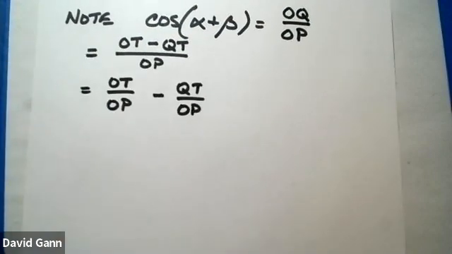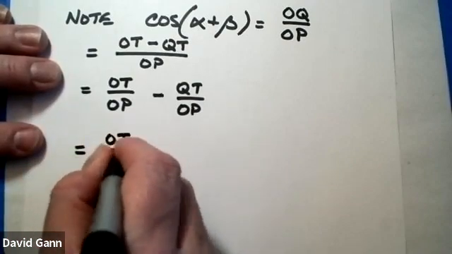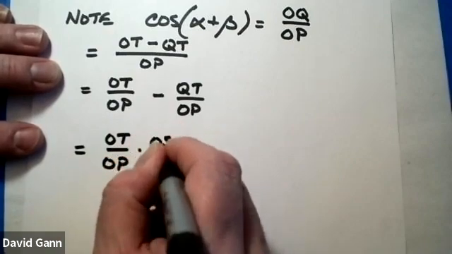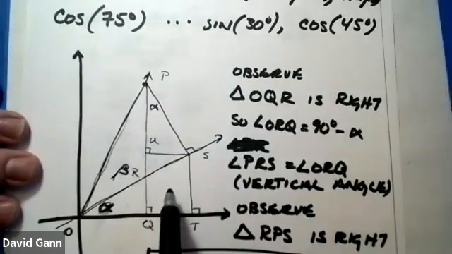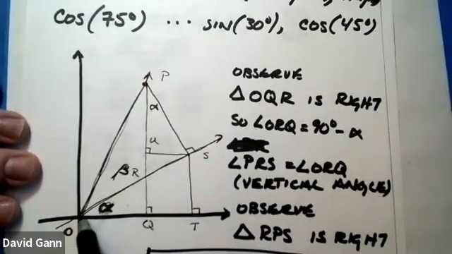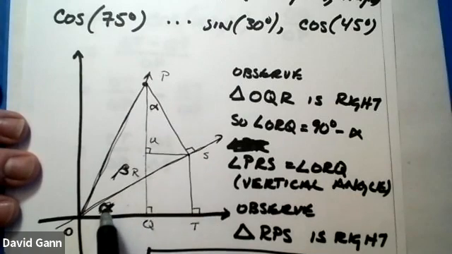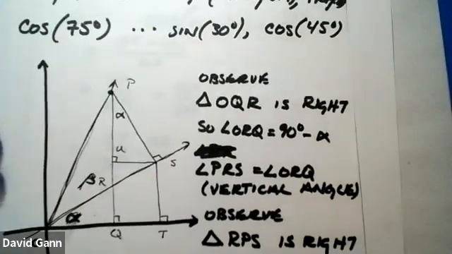So what I'm going to do with this first term is multiply it by the length OS over OS, and OS is this length right here. It happens to be the hypotenuse of the right triangle with angle alpha as one of its acute angles. That's sort of the rationale for it.